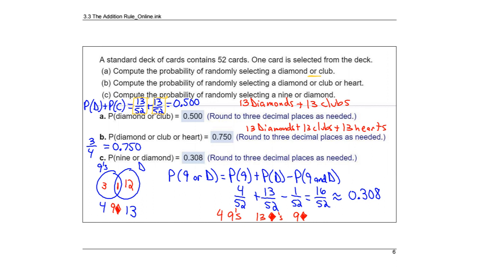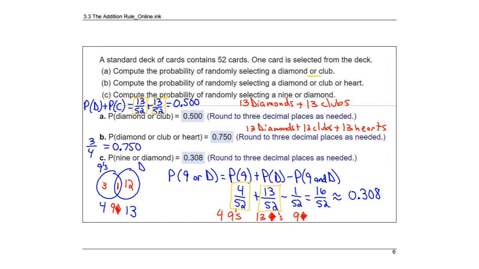All right, the last one is the one we have to worry about. So this one, we have a 9 or a diamond. So now we have overlap because there is one card that is both a 9 and a diamond. That would be the 9 of diamonds. Okay, so we have 4 9s. Right, there are 4 9s in the deck, so 4 out of 52. We have 13 diamonds. That would be 13 out of 52.